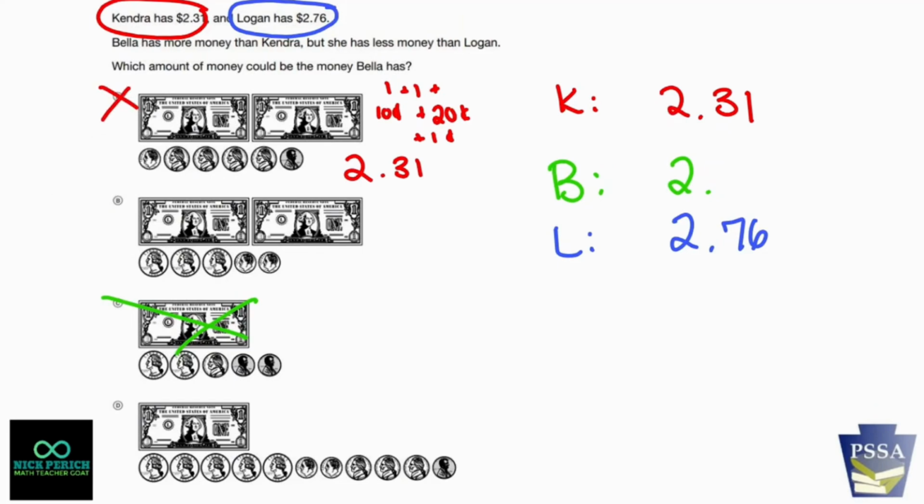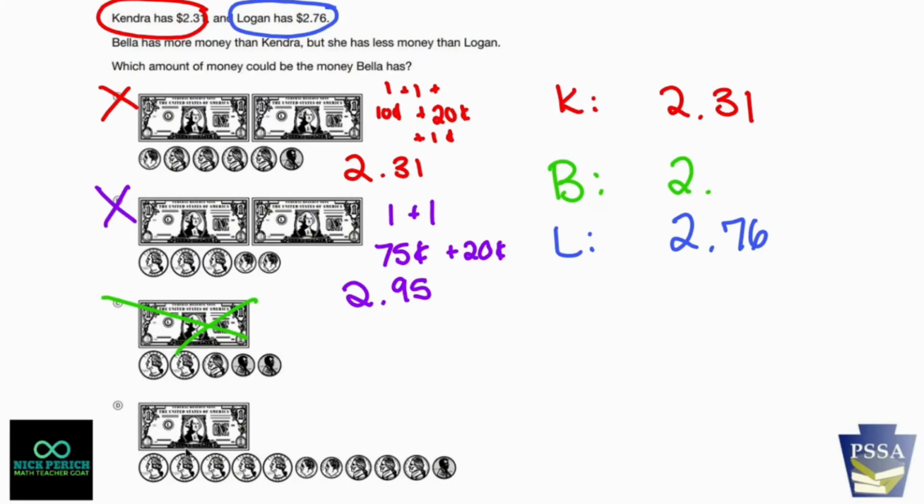So A is not an option. So let's take a look at what B is going to be. B, let's use purple, is going to be $1 plus $1. And then we have a quarter plus a quarter plus a quarter. So 3/4 is 75 cents. Plus 2 dimes is going to be 20 cents. So we have $2 and 75 cents plus 20 cents is 95 cents. That's more than everybody. So it can't be B.